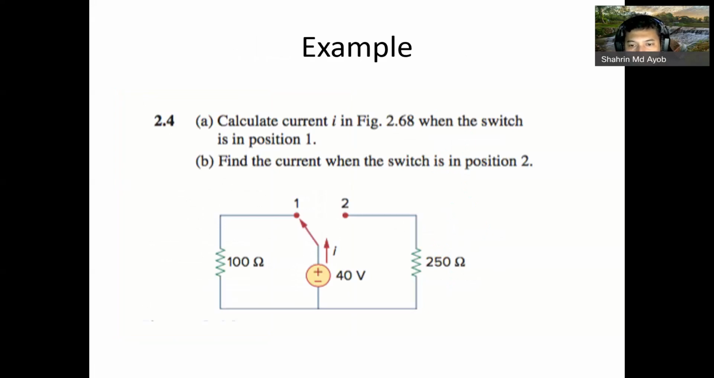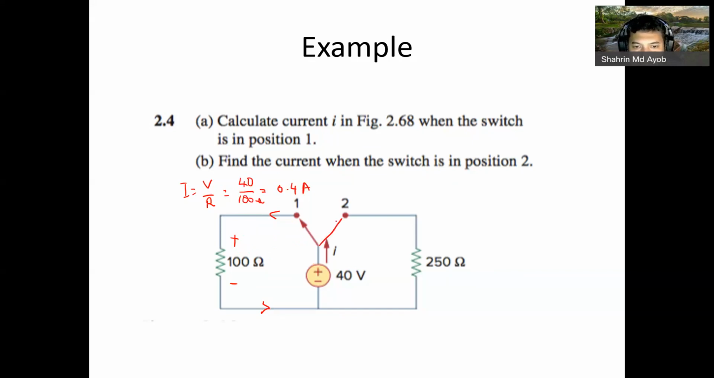And this is the example. I think this one is a very simple example. So calculate the current when it is in the first position. The current direction is like this, and the polarity is this one. So the current is equal to V over R. This one is 40 volts over the resistor 100 ohm, so this is 0.4 ampere. This voltage is the voltage across the 100 ohm, which is the same as the voltage source here.